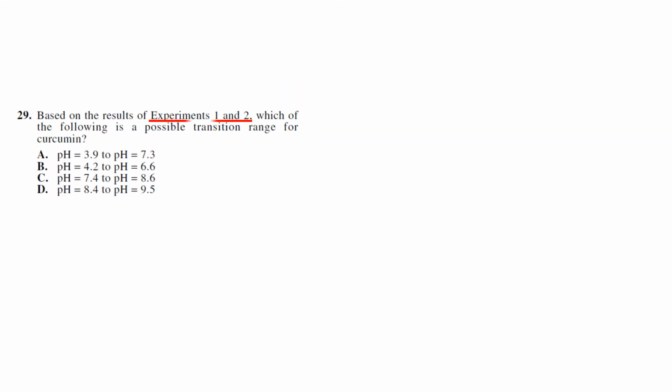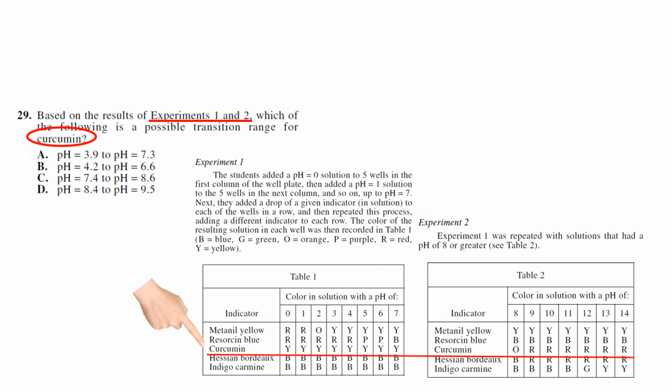Based on the results of experiments 1 and 2, which of the following is a possible transition range for curcumin? So find experiments 1 and 2 and curcumin. We want to see where it transitions, and it does between 7 and 8, so our answer has to be between 7 and 8, which is C.